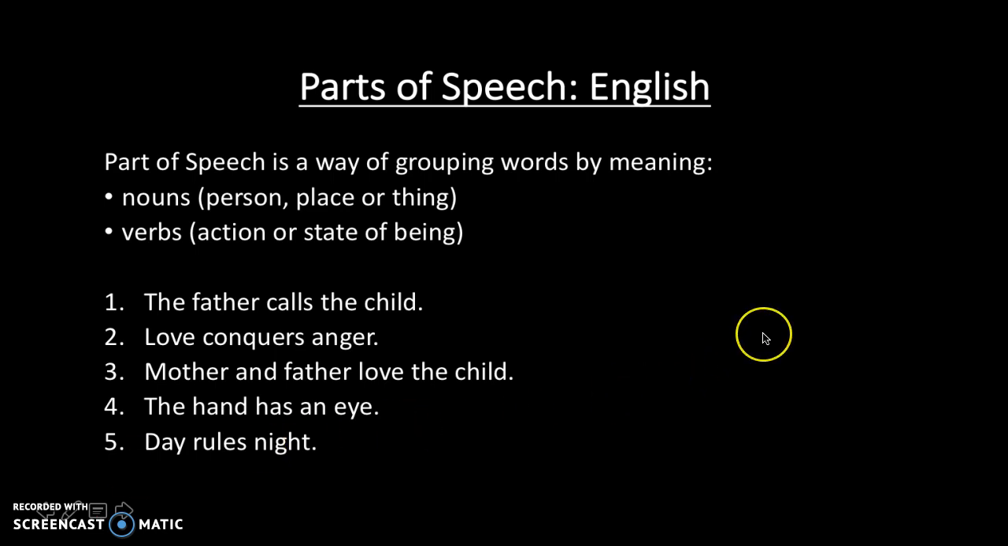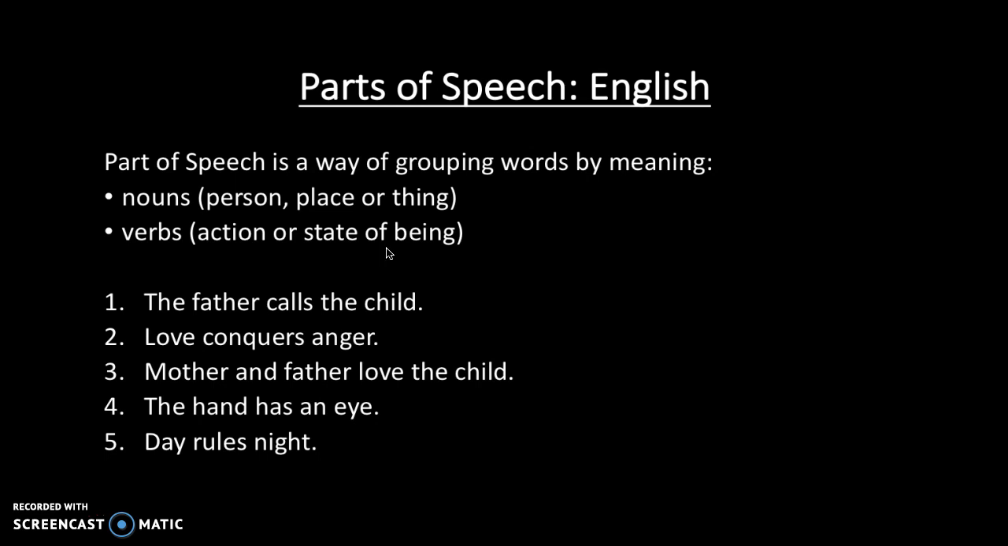So, first of all, parts of speech in English. A part of speech is a way of grouping words by meaning. You can probably think back to your elementary school years and remember that nouns describe a person, place, or thing. Verbs typically describe an action or a state of being. Typically, a verb tells what the noun in the sentence is doing.